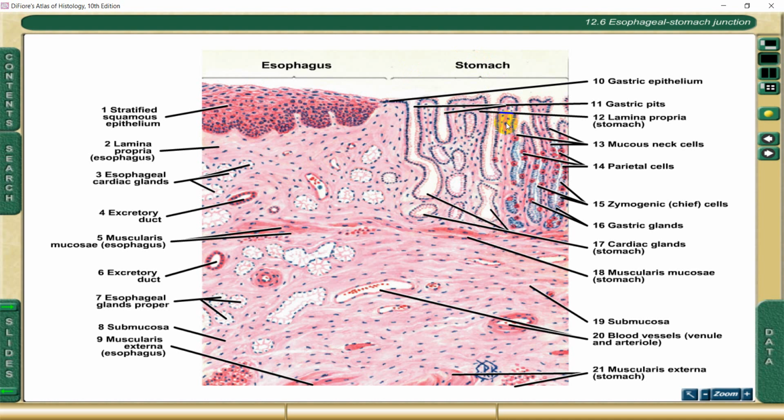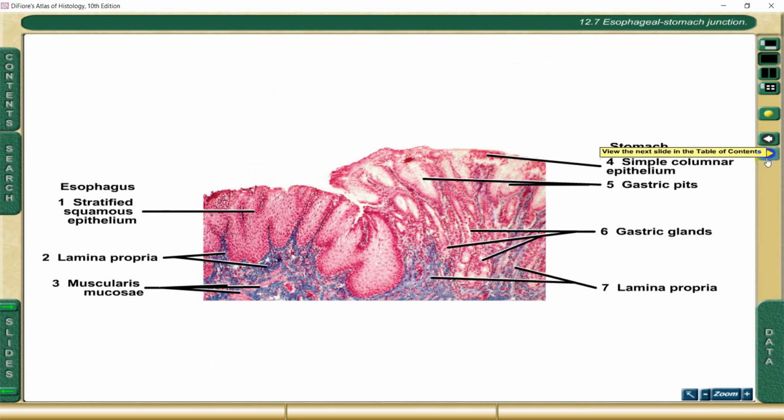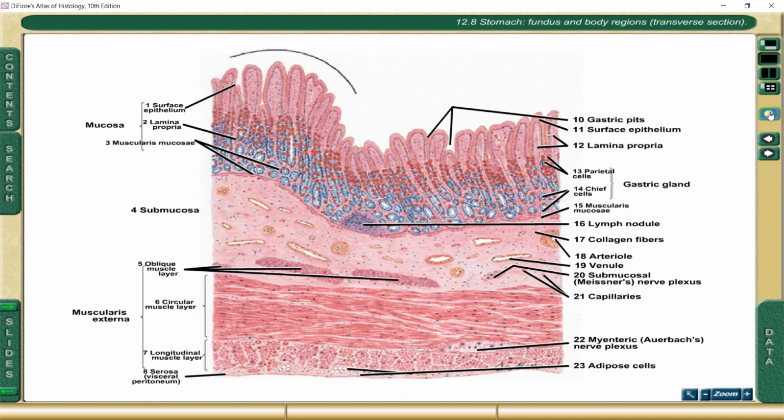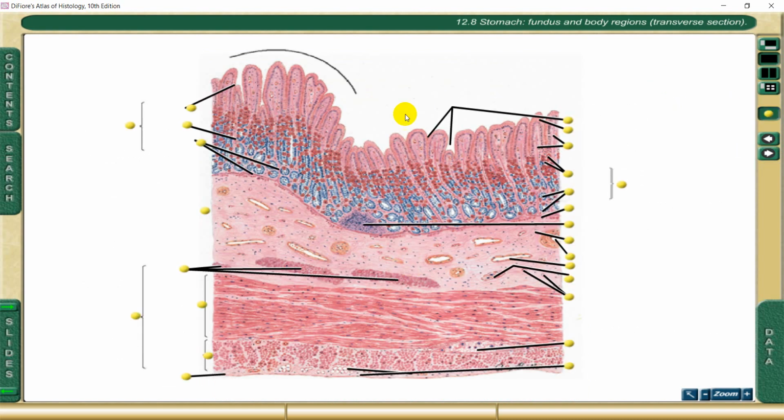The wall of the stomach consists of four layers: mucosa, submucosa, muscularis externa, and serosa. This slide, a cross section from the stomach, shows the four layers: mucosa, submucosa, muscularis externa, and serosa.